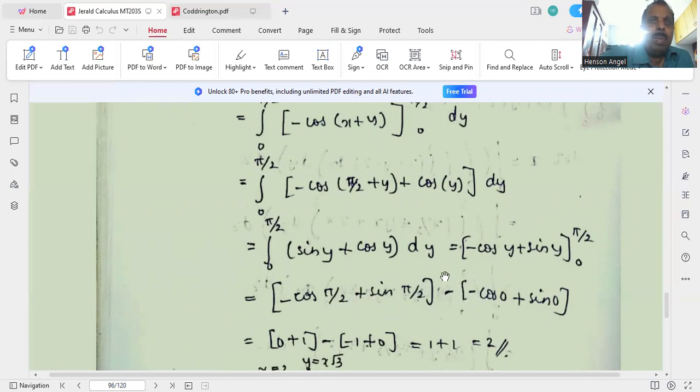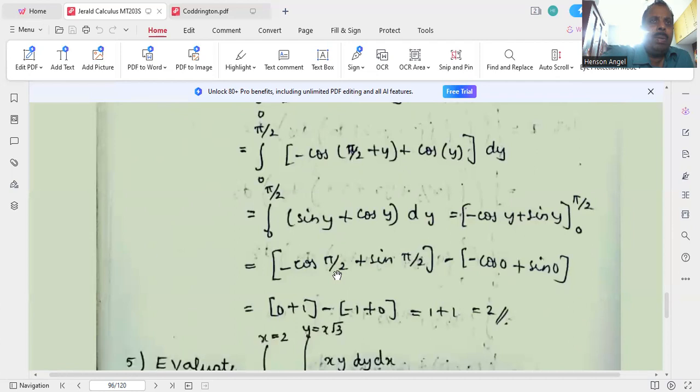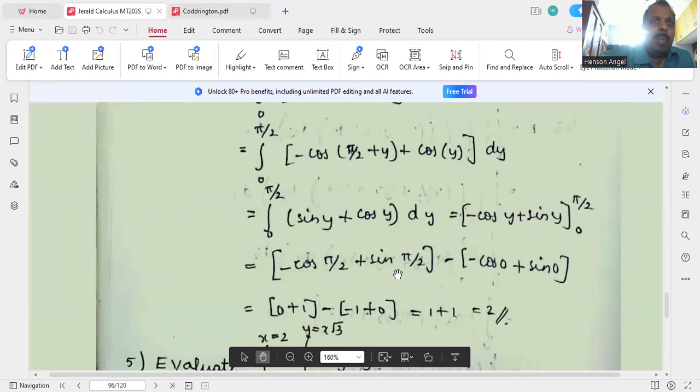So minus minus cos 0 plus sin 0. Now we have to write the values for cos pi by 2, sin pi by 2, sin 0, cos 0. So cos pi by 2 value is 0 plus sin pi by 2 value is 1. 0 plus 1 minus, here cos 0 value is 1. So minus 1 plus sin 0 value is 1.